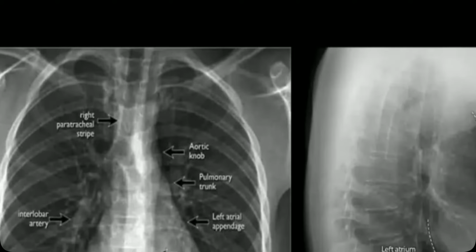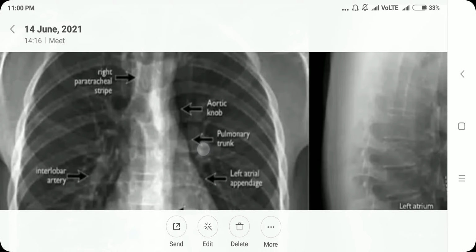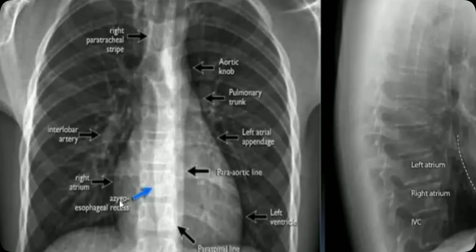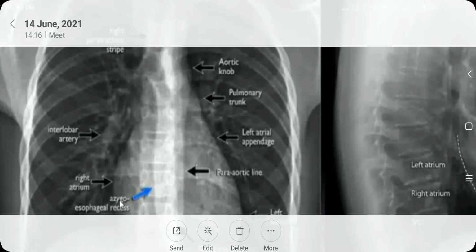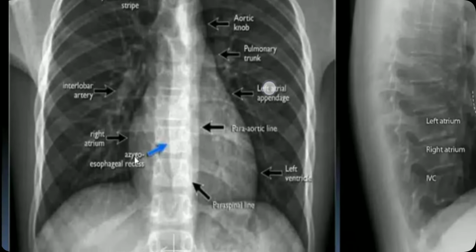In a normal chest x-ray you can never see the bronchus, because the bronchus will be appreciable only when there is some pathology. So the bronchus cannot be seen. If there is some lymph node, that can be seen. Here is the right paratracheal stripe, aortic knob, pulmonary artery, pulmonary trunk. In case of pulmonary edema, I will show you a chest x-ray where the pulmonary trunk is whitish in color and clearly visible.